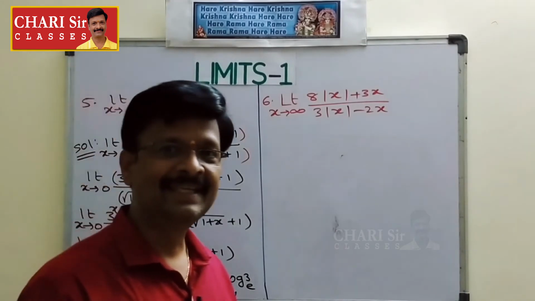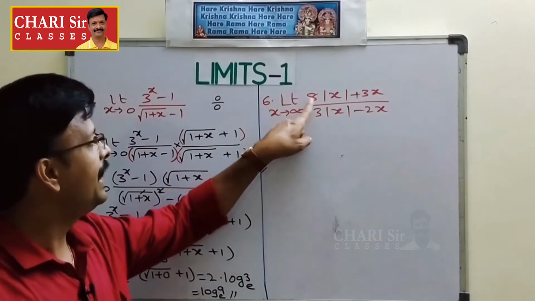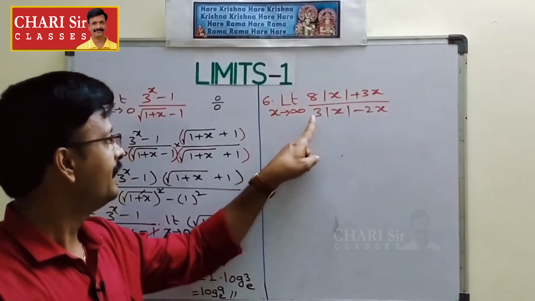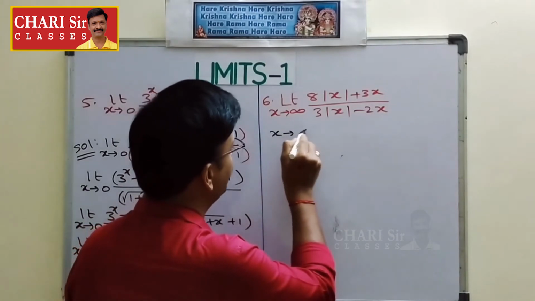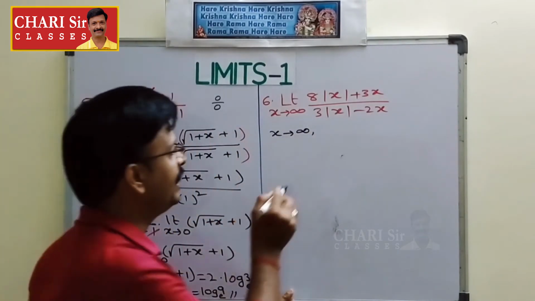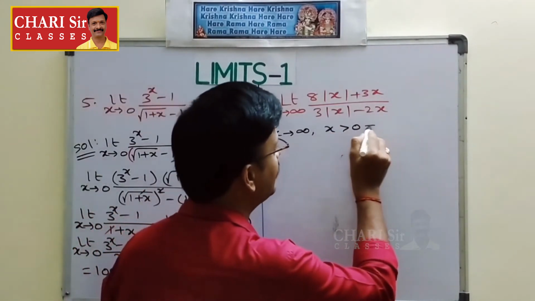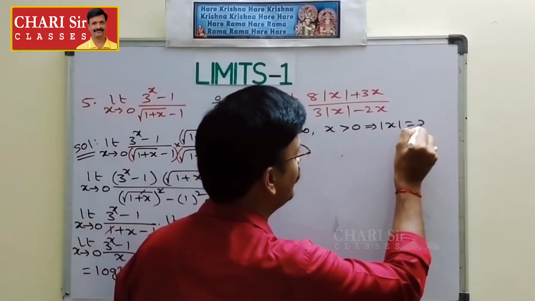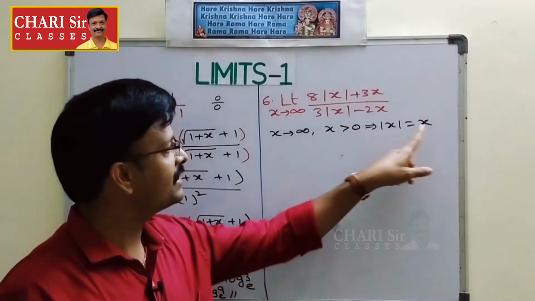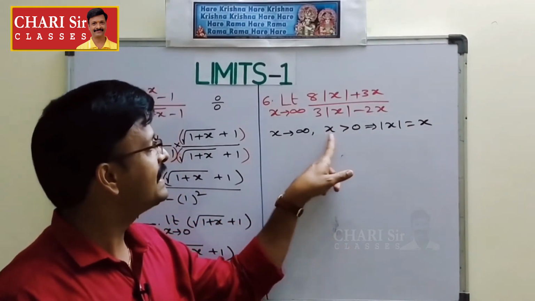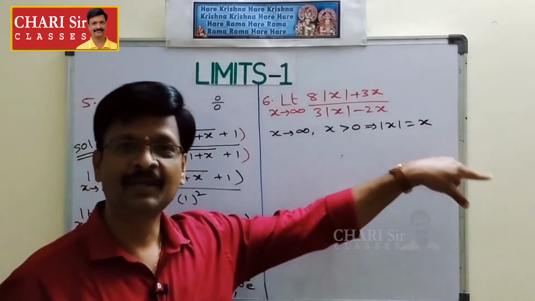Next, question number 6. The question is given as limit x tends to infinity, (8 modulus of x plus 3x) by (3 modulus of x minus 2x). Here x is tending to infinity. When x is tending to infinity, we can say that x is greater than 0. When x is greater than 0, modulus of x is equal to x. Suppose x is less than 0, modulus of x is equal to minus x.